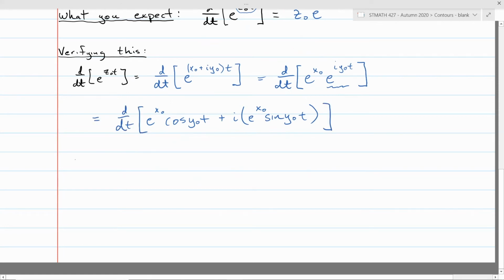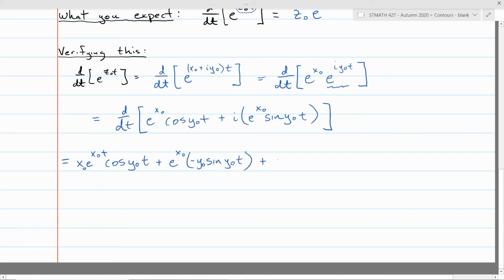Okay, so now we can differentiate that. Just differentiate it component-wise. You have to use the product rule and the chain rule. So differentiate the real component, you're going to get x naught e to the x naught t, multiplied times cosine of y naught t, plus then you've got e to the x naught left alone, then multiply the derivative of cosine, negative sine, so you get negative y naught sine of y naught t. Okay, so that's the derivative of the real component.